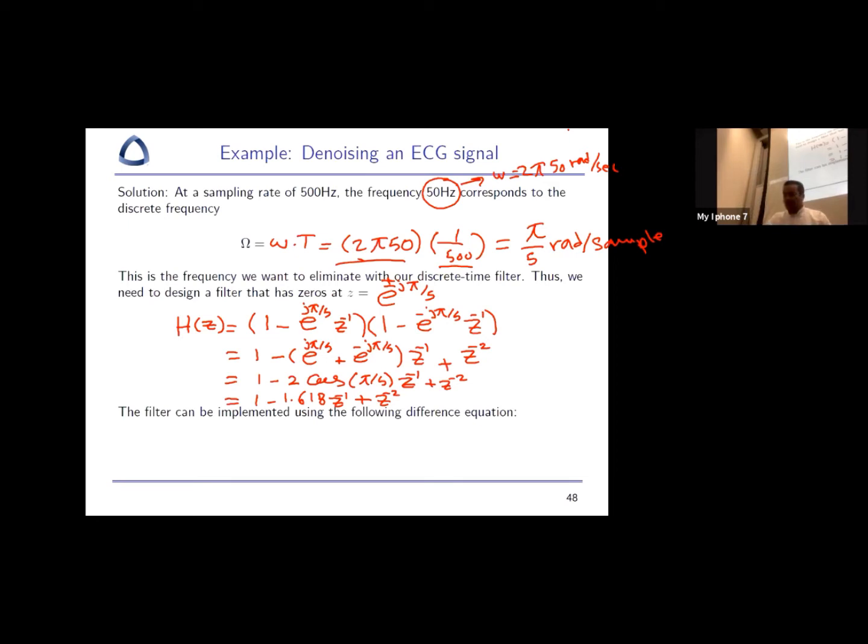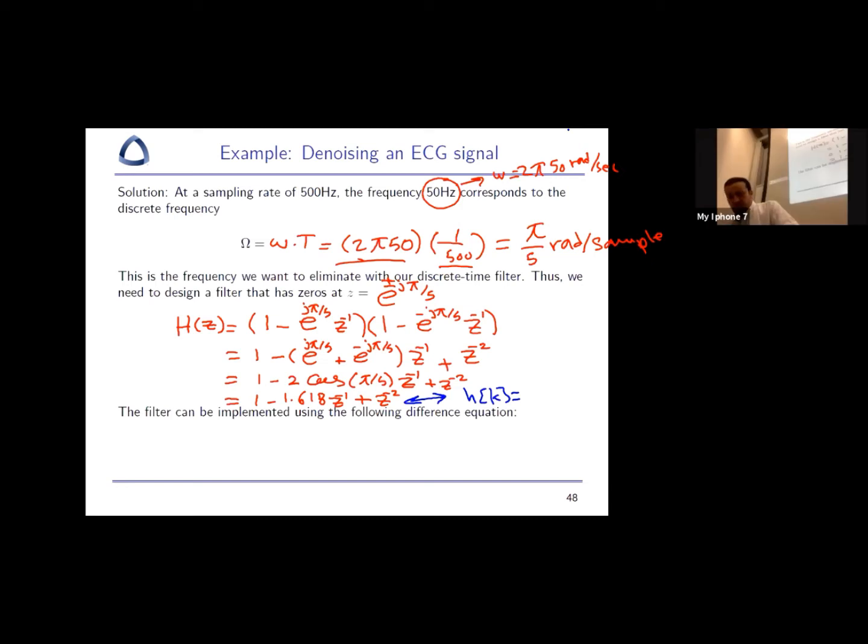All right, so can you, from here, find the impulse response of this filter by inspection? What is h of k? Take the inverse z transform of H of z.